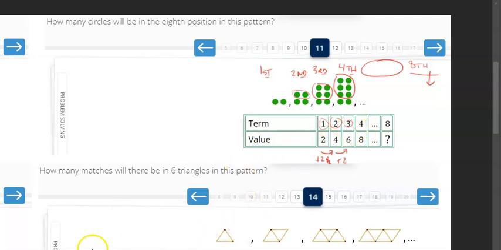So, how do we get that last one? With this number here, if we're just going to double the term amount, in order to know how many circles we're going to have, we should just double 8, which ends up being 16. So the answer in this case would be 16 circles. And you'll just go ahead and write 16 for your answer.